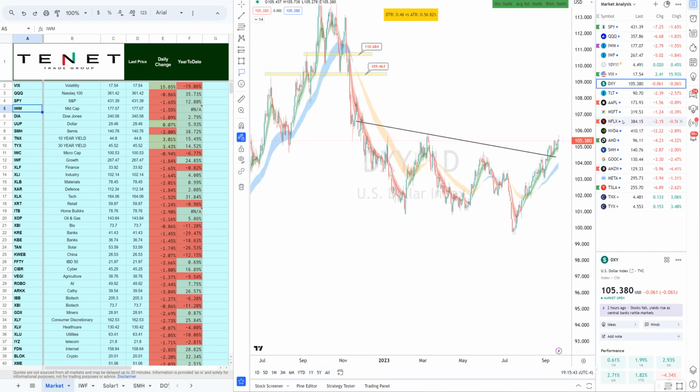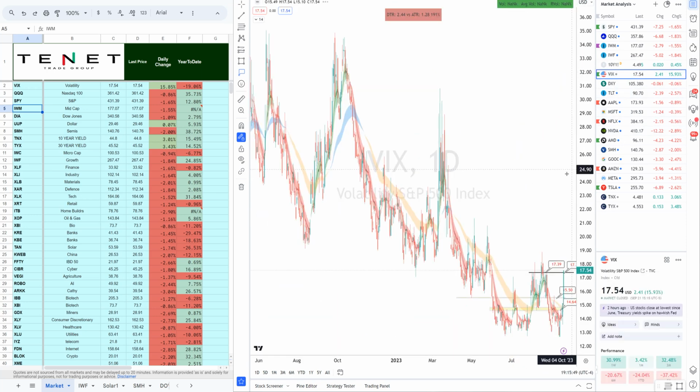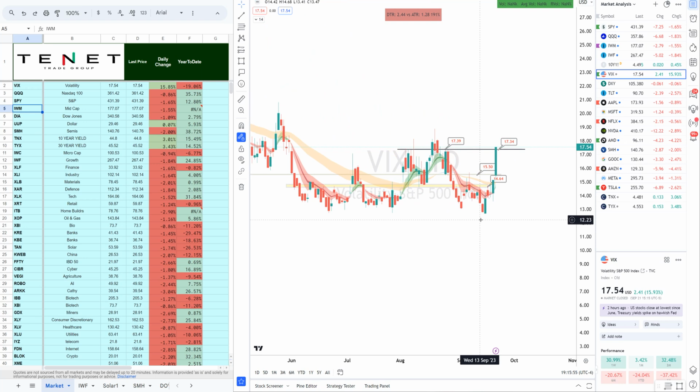US dollar is still in the trend, 10-year is still in the trend. If 10-year keeps pushing, we will have more pressure on the market. But what I'm primarily looking at is VIX. VIX is going to a big level of 18. You can see last time it ran to 18, then rejected. So these are the levels we are watching tomorrow on the VIX.